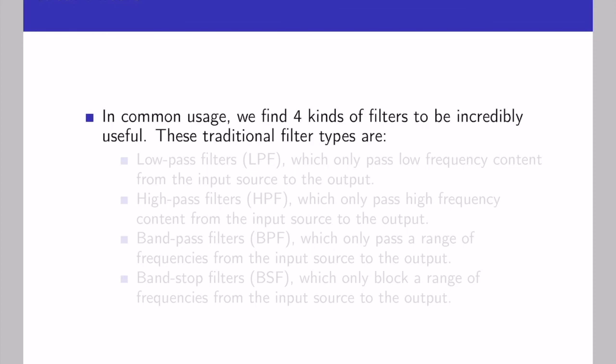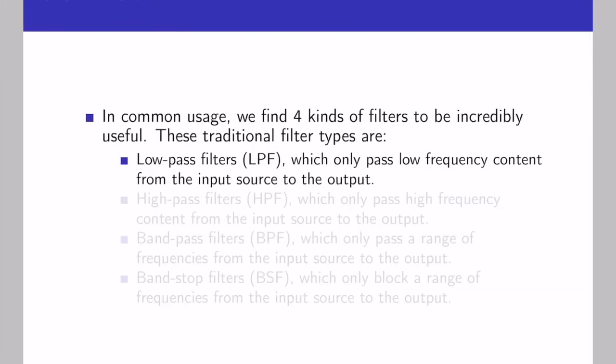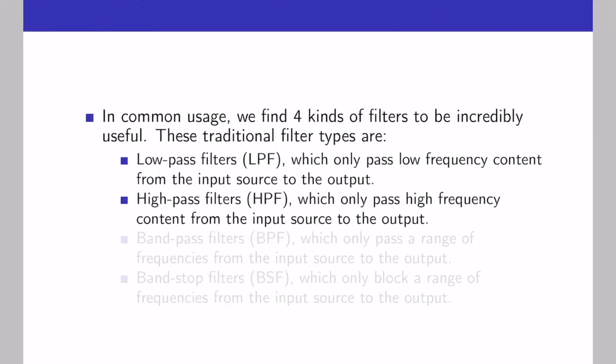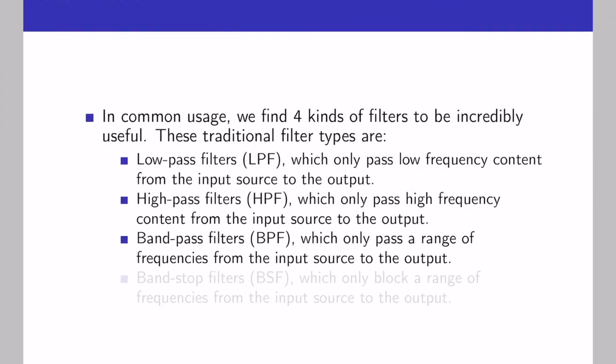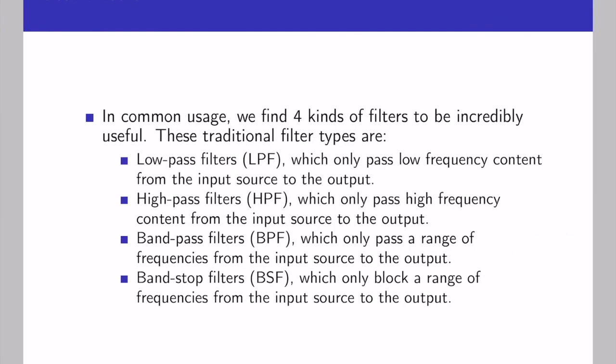In common usage, we have 4 kinds of filters that are very, very useful. These traditional filter types are low-pass filters, which pass the low-frequency content from the input source to the output, high-pass filters, which pass only the high frequency content from the input source to the output, bandpass filters, which pass a range of frequencies from the input source to the output, and band stop filters, which only block a range of frequencies from the input source to the output.